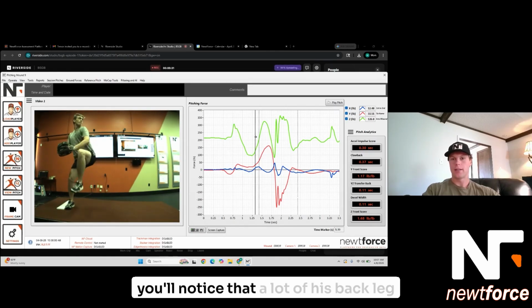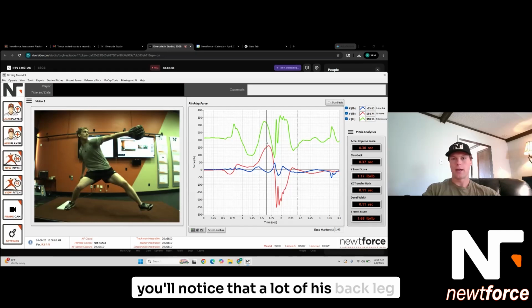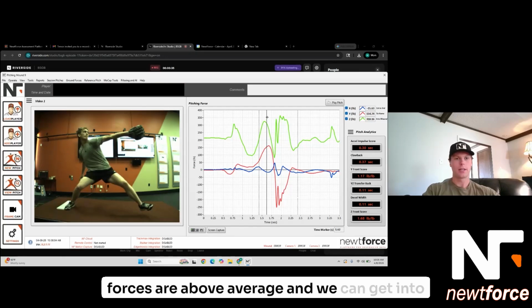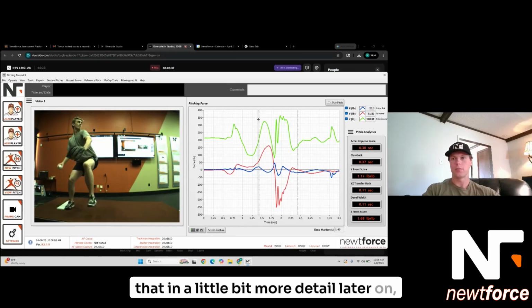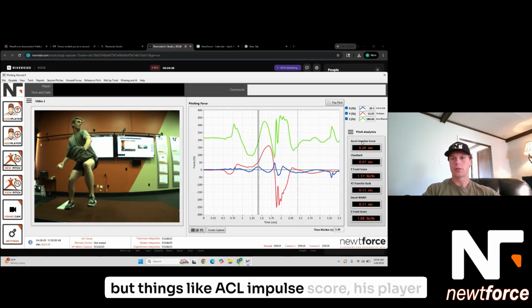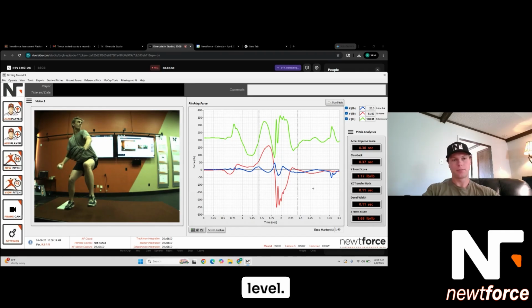you'll notice that a lot of his back leg forces are above average, and we can get into that in a little bit more detail later on. But things like ACL impulse score, his player velocity was really high, which is just how fast he's traveling towards home plate during the loading phase. All of those things were above average for his level.